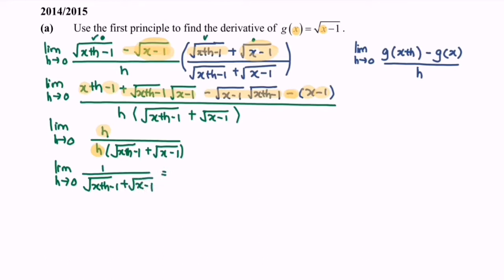If we substitute the situation, we will obtain 1 over square root of x minus 1 plus square root of x minus 1. So finally, we will have g prime x is equals to 1 over 2 multiply with square root of x minus 1.